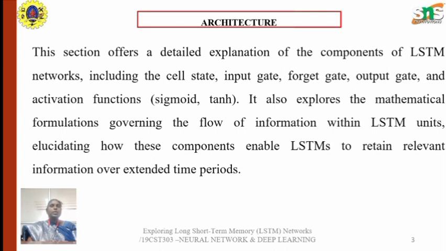Input gate. The input gate determines how much of the new input information should be stored in the memory cell. It computes a sigmoid activation to decide which values will be updated. Forget gate. The forget gate controls how much of the previous cell state should be retained. It computes a sigmoid activation that decides which information from the previous cell state should be discarded. And the output gate regulates how much of the cell state should be exposed to the output. It computes a sigmoid activation and a tanh activation to decide the value of the output.